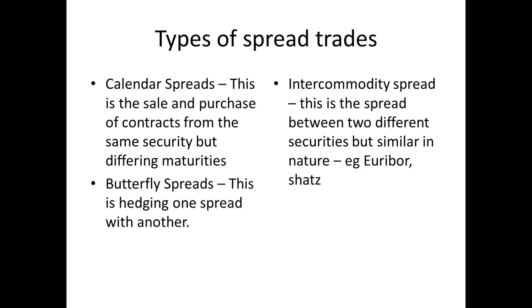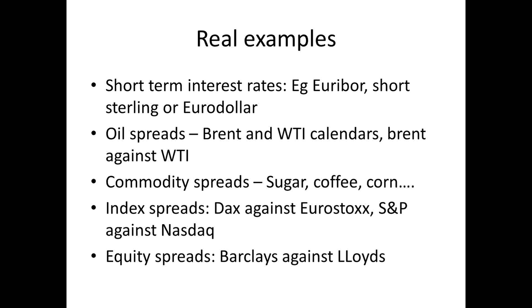So we might have one calendar against another calendar that are next to each other, and that would be a butterfly spread. We also have intercommodity spreads. This is a spread between two different securities but are similar in nature. E.g. we might trade the Euribor against the Schatz, which are both bonds, but one's a government bond, one's an interbank lending rate. So let's look at some examples of these types of spreads.